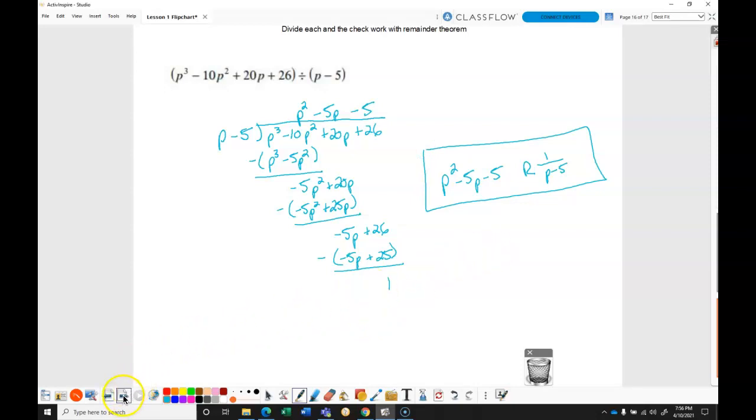Okay, and then I should be able to take that remainder of 1 and put it back into my original expression, and use the remainder theorem to check myself. I'm going to go do the next division.